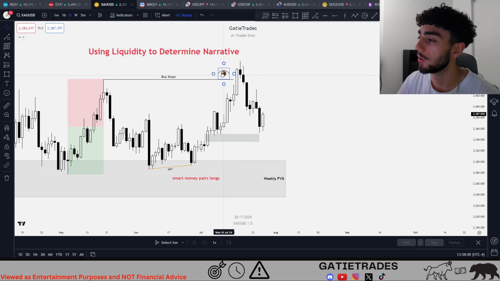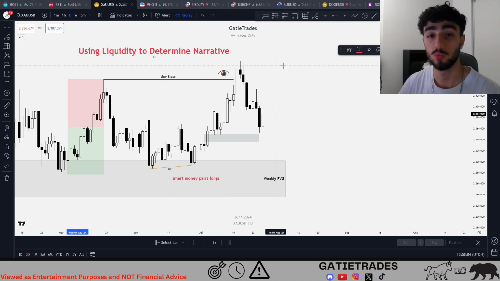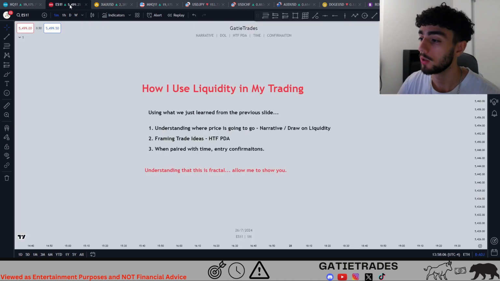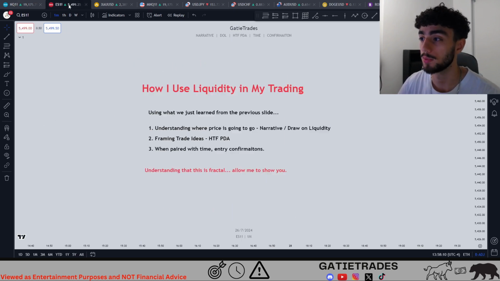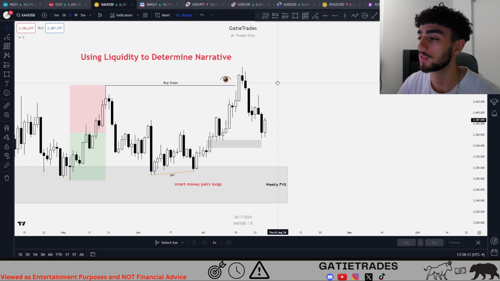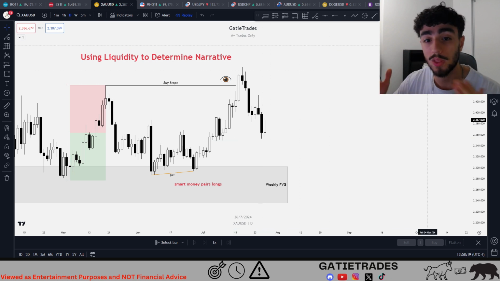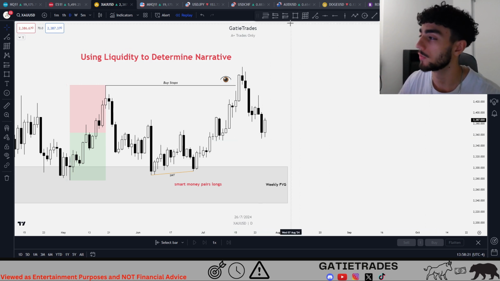Now, what's really interesting about this is that price came all the way up here and raided these buy stops. What did we learn about smart money, right? We learned that smart money will pair short orders with buy stops. So when you come back to the slide and we took out these buy stops, we saw a large expansion to the downside, right? So it's the same thing on both sides. I hope this is very eye-opening for some of you.